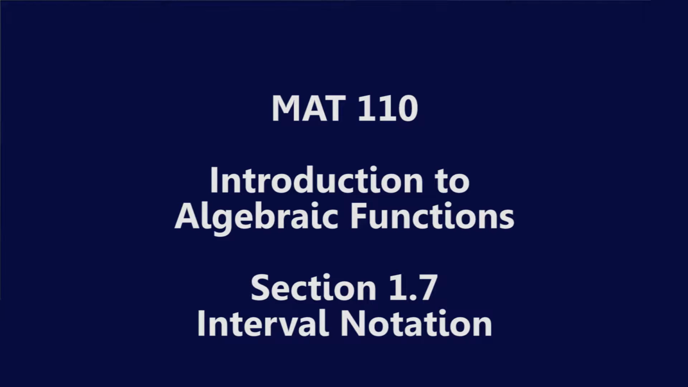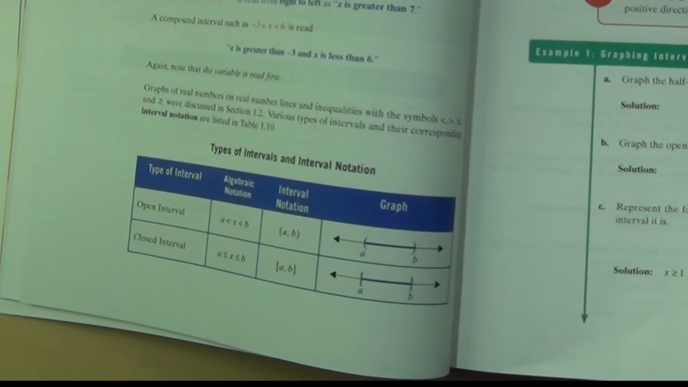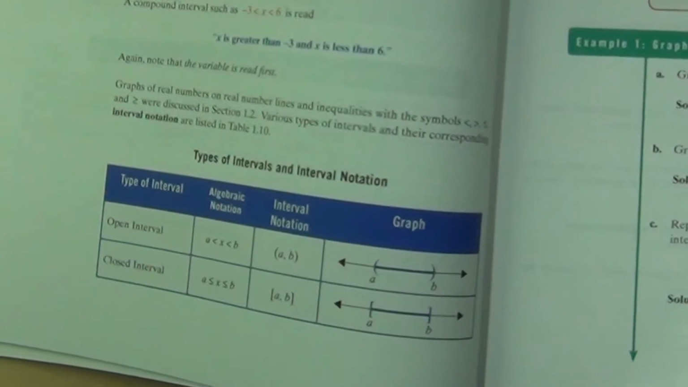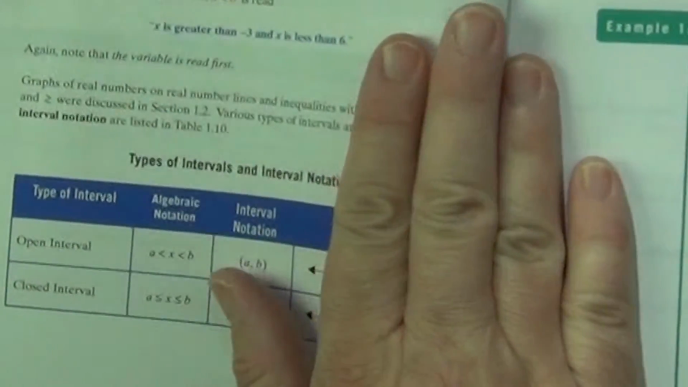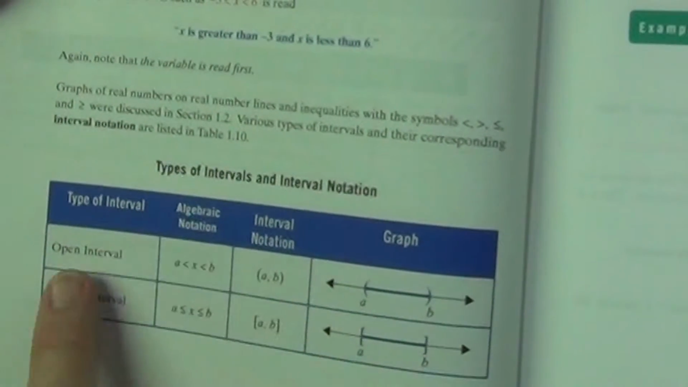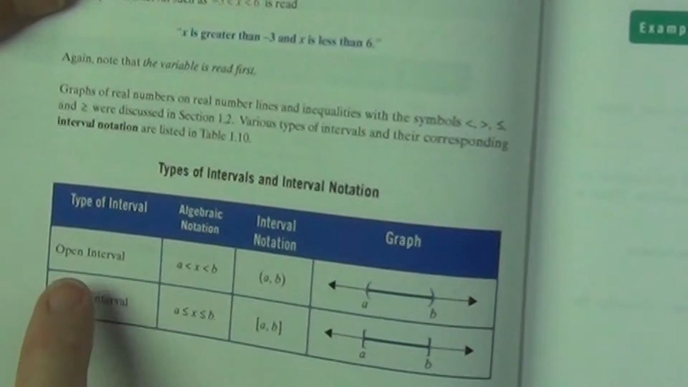Section 1.7, Understanding Interval Notation. I'm looking in your textbook. You can find this online, and it's on page 72. That's where we'll be beginning. On the bottom of page 72, they begin discussing interval notation.